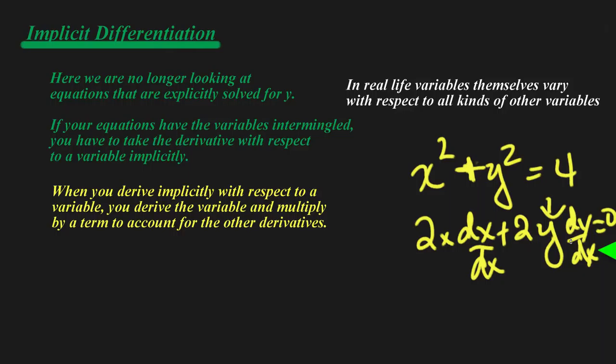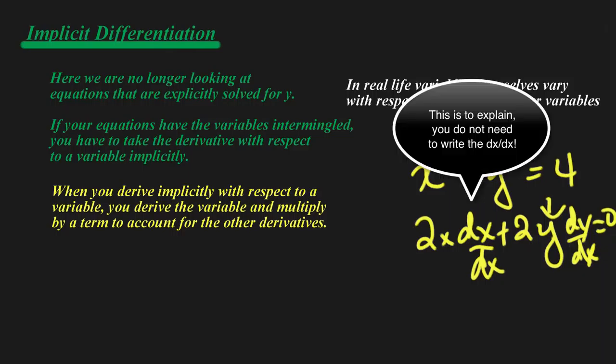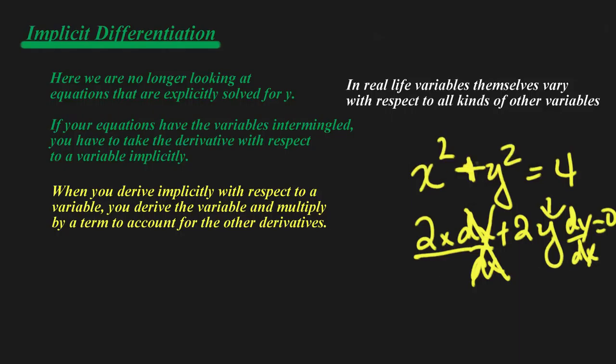Okay, so we derived y with respect to x. Here, this expression will cancel out, so you don't need to do anything for the x's if you're deriving with respect to x. If you were deriving with respect to y, you would do nothing to the y's and then multiply this by dx dy.